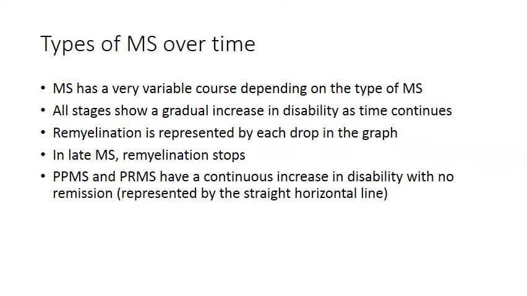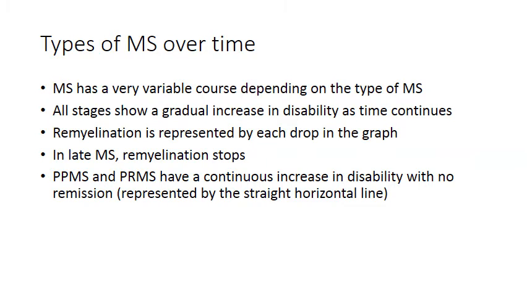Types of MS over time. On the next slide, we'll go over the 4 different types of MS, but there are 4 main types. There are relapsing remitting MS, primary progressive MS, secondary progressive MS, and progressive relapsing MS. MS has a variable course depending on the type of MS that it is. Each one is different. However, it doesn't matter the type of MS it is. All stages of MS will show a gradual increase in disability as time continues.